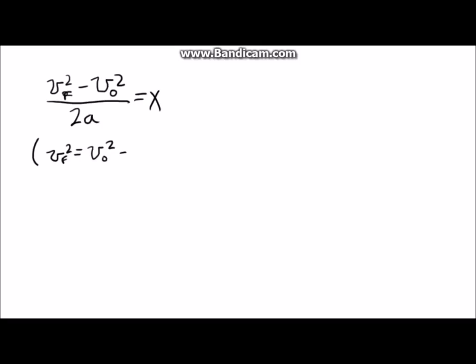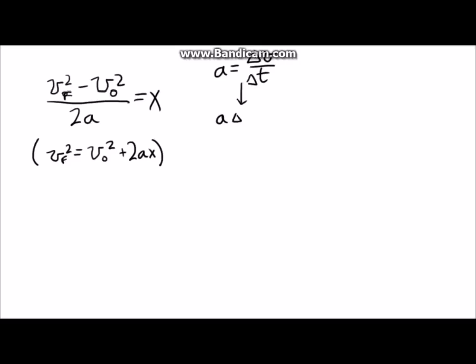Now another formula that you might see is vf squared minus v0 squared over 2a equals x. Another way you might have seen this is vf squared equals v0 squared plus 2ax, but I much prefer the first version because I think it's just more intuitive. So, we've seen this before. A equals change in v over change in t.